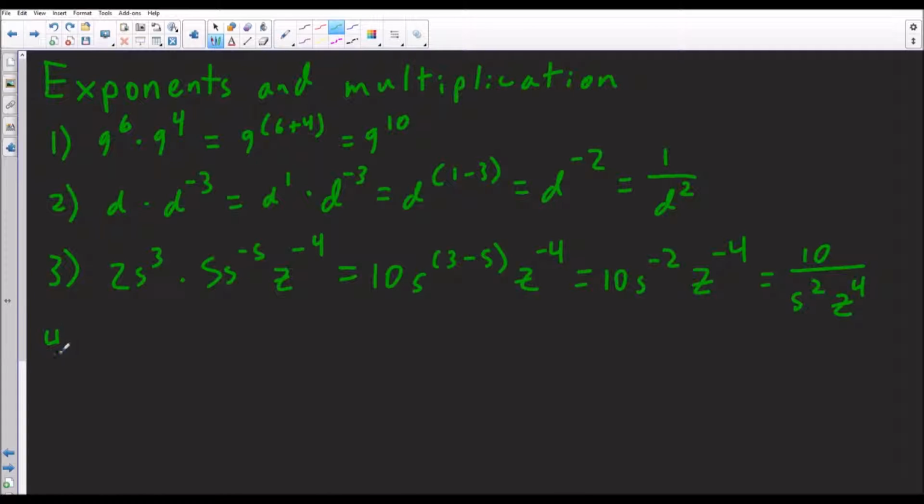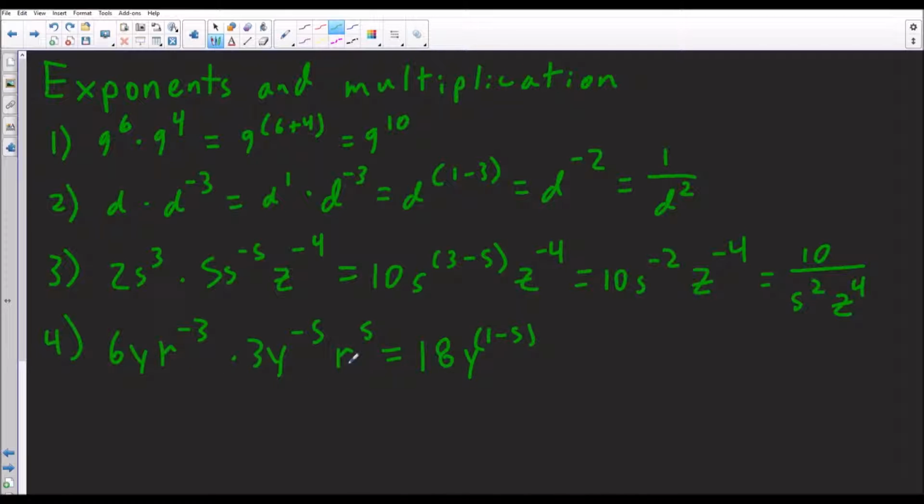Example number 4, we're going to get even more complicated. We're going to say 6y r to the negative 3 times 3y to the negative 5 r to the 5. So all we do is we look at the integers first. 6 times 3 is 18. Then we look at the y's. We have y to the exponent 1 minus 5.